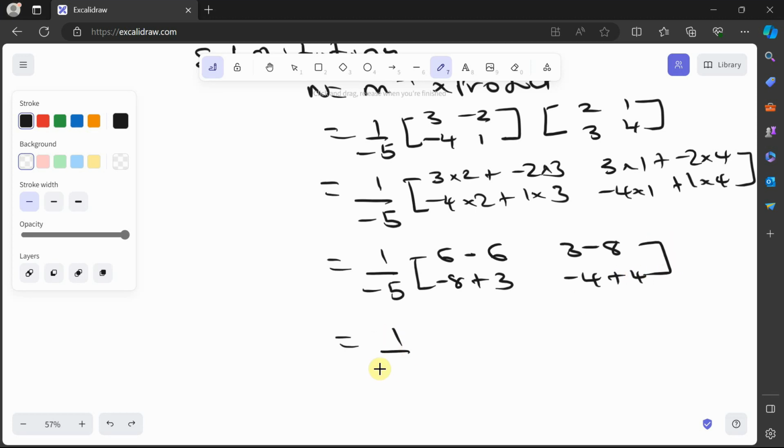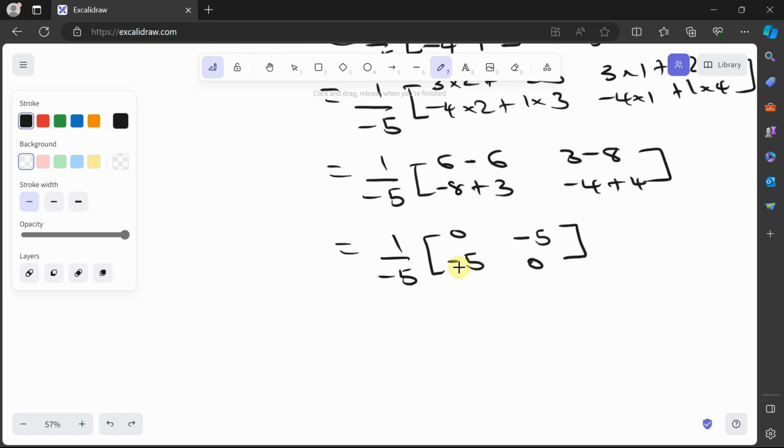So this is 1 over minus 5. Open bracket. 6 minus 6 is 0. Minus 8 plus 3 is minus 5. 3 minus 8 is minus 5. Minus 4 plus 4 is 0. If I'm too fast, you can actually pause the video, rewind, or reduce the speed of the video.